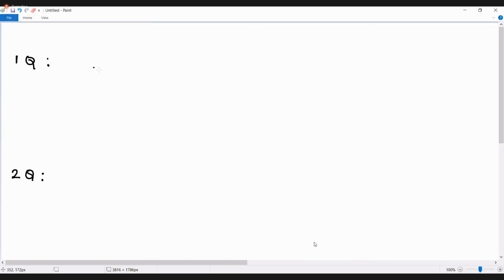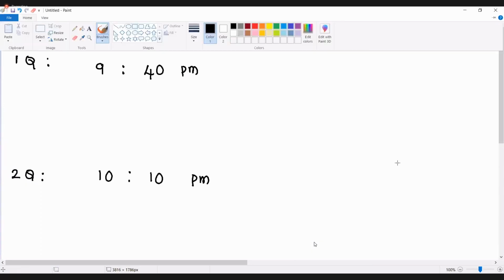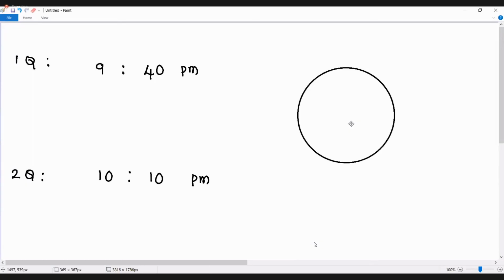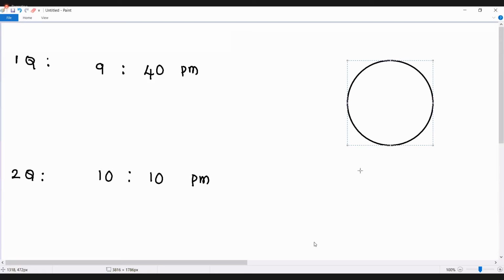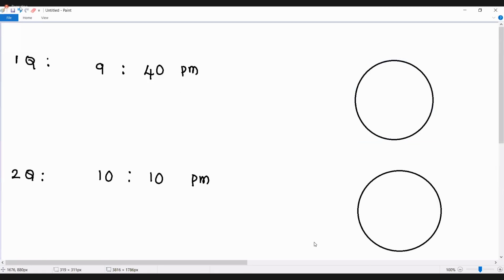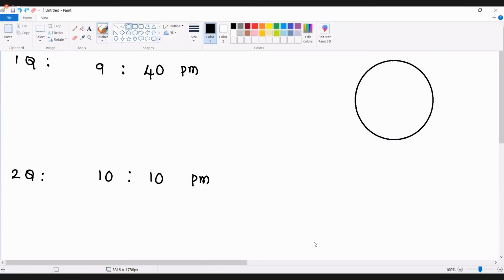So first question: if the time is 9 o'clock 40 minutes, what is the angle? 10 o'clock 10 minutes, what is the angle? No matter whether it is AM or PM, there is no change in the angle. Just for the namesake, they will be giving that. You only realize whether you have to add or subtract, and based on that, tell me the answer.